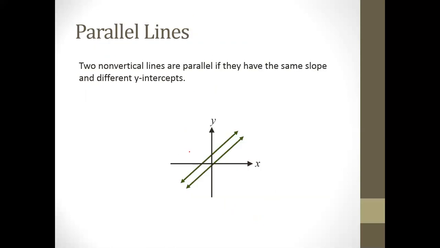Now, parallel lines are lines that never touch each other. So here's an example of two parallel lines, and parallel lines have equal slopes. They have the same slope.